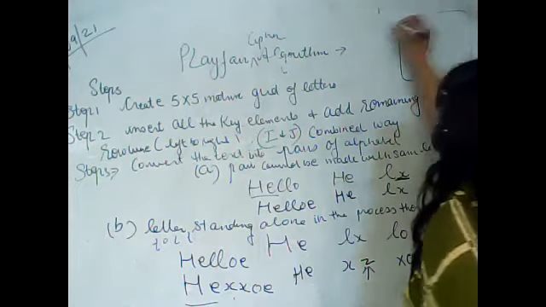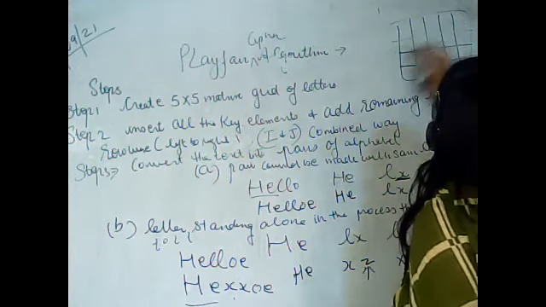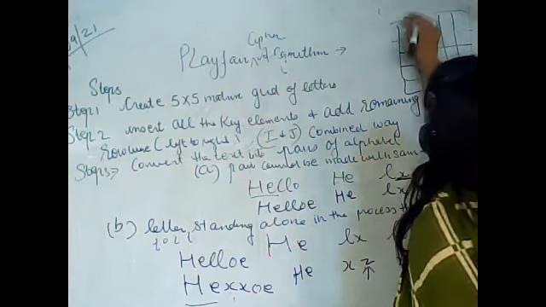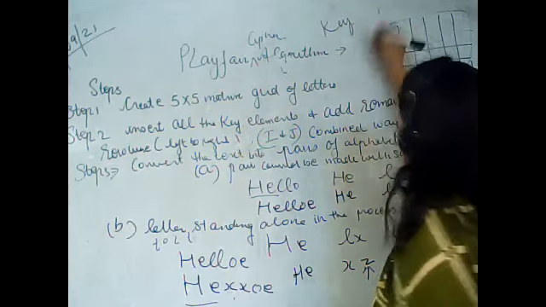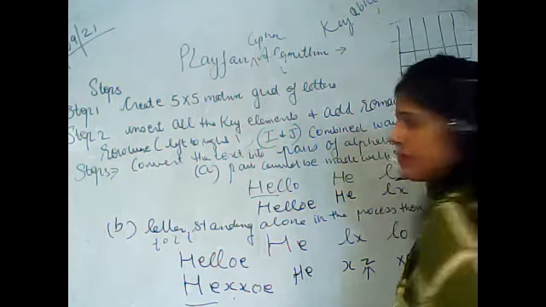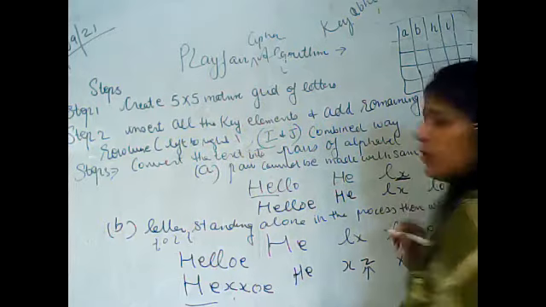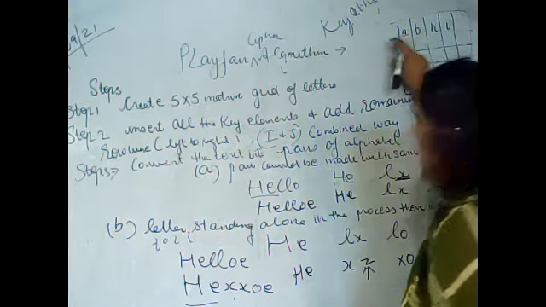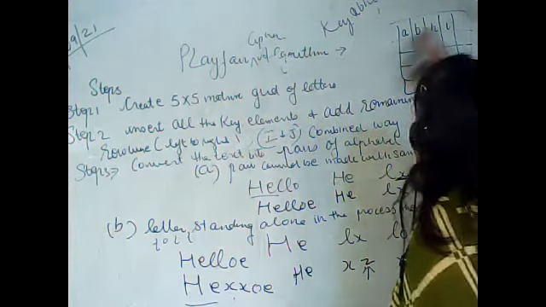So let's suppose we are having a matrix like this. This type of matrix will be there. Let's suppose we are having that key. Okay. So the key is, let's suppose, A, B, H, I. So I will start adding like this: A, B, H, I. So the 5 by 5 matrix we have created, and we insert all the key elements. I have inserted all my key elements. This is just an example. After that, we will discuss in detail.